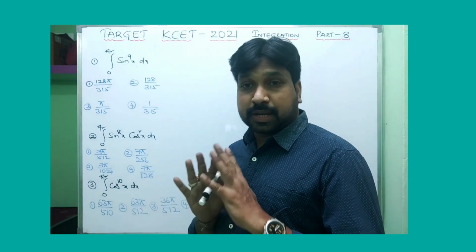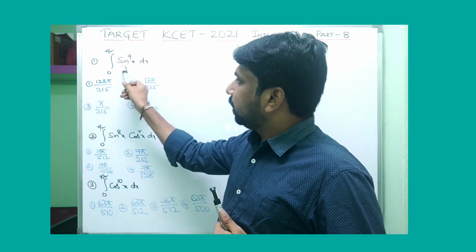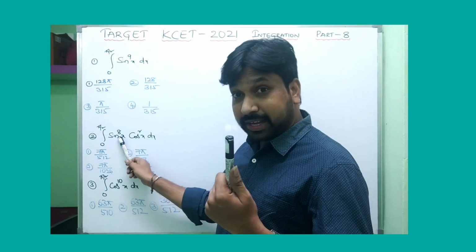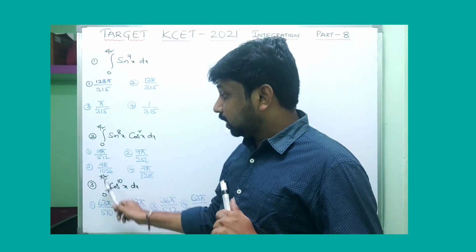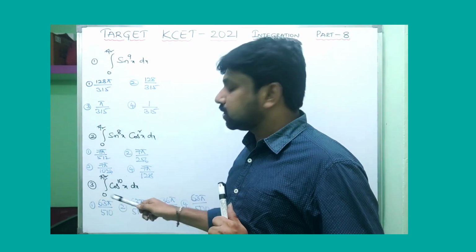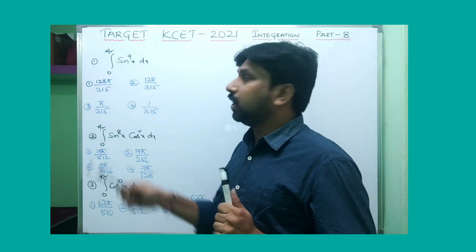Friends, this model is a completely different model. The question, if you see: integral 0 to pi by 2 sine to the power of 9x dx, integral 0 to pi by 2 sine power 8x cos square x dx, integral 0 to pi by 2 cos power 10x dx. So for this kind of question, if you want to use substitution, it is too difficult.